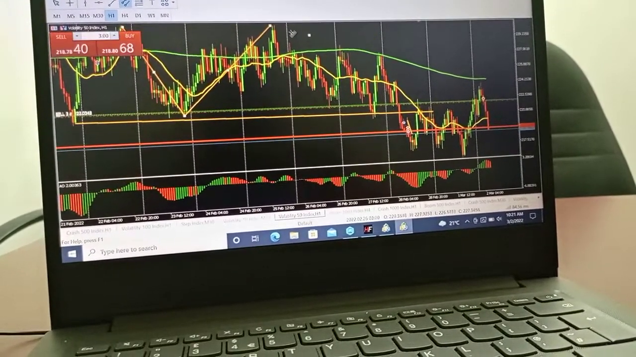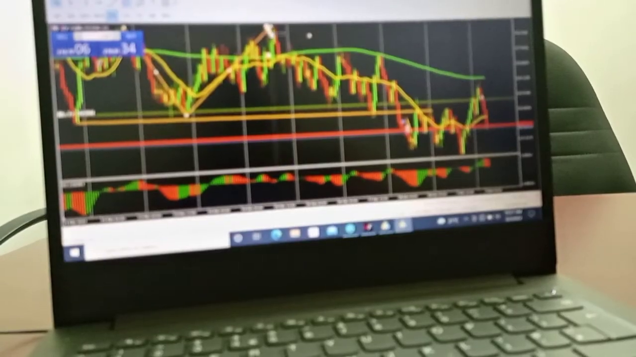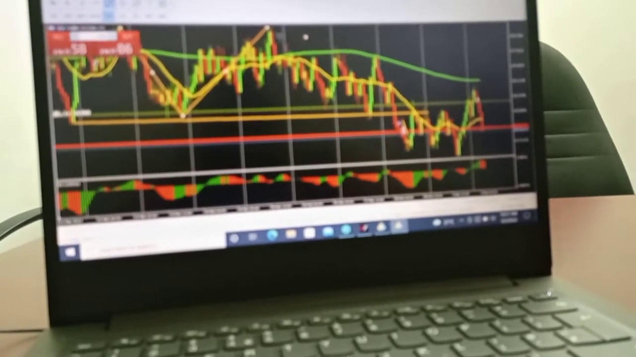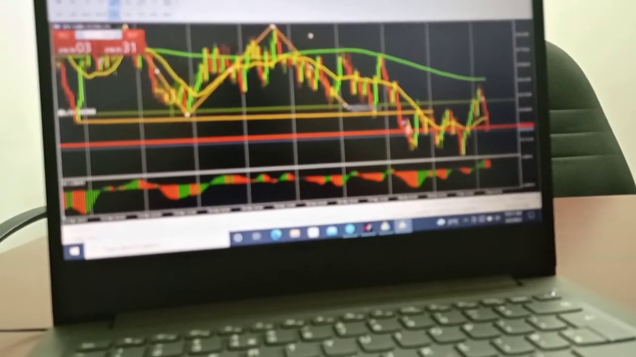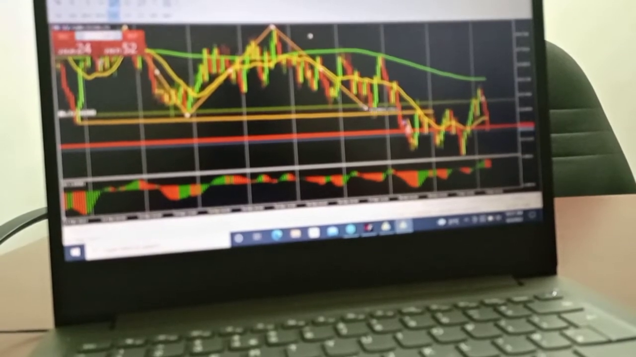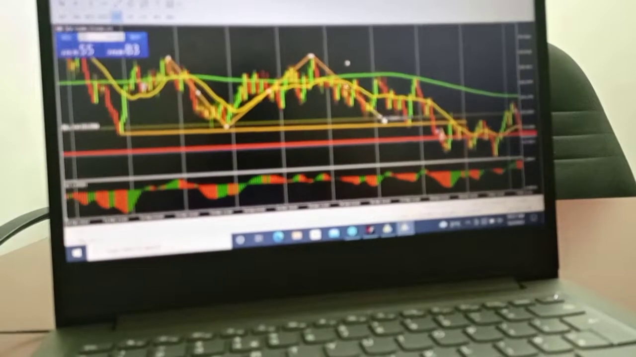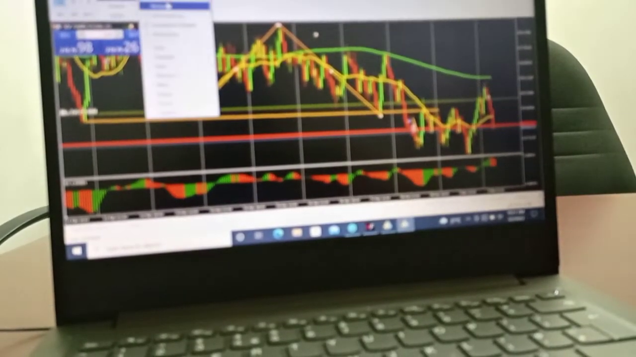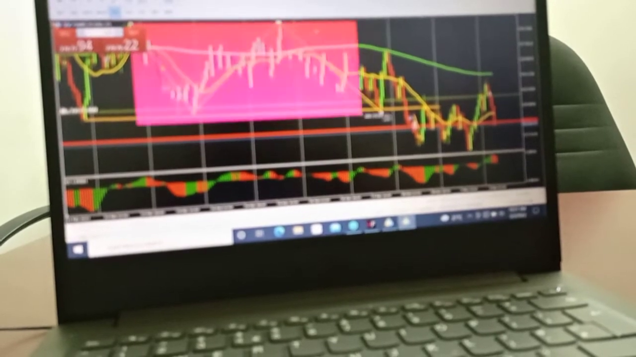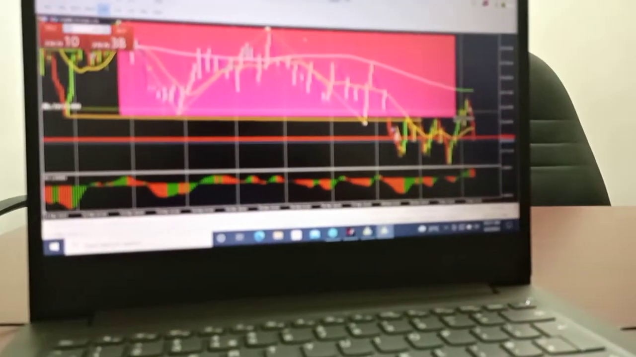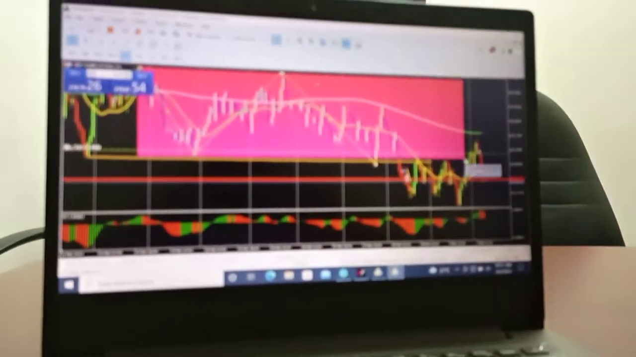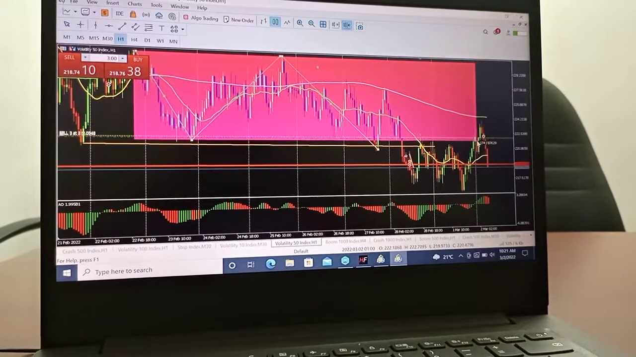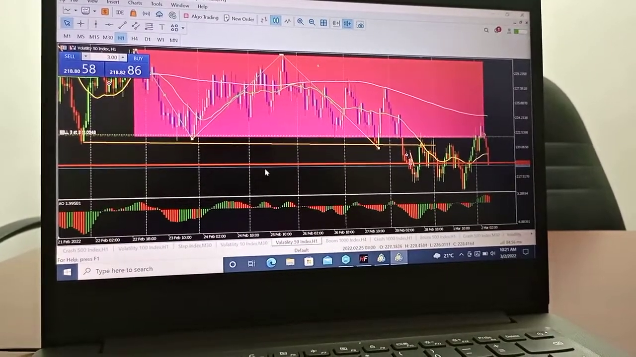With this kind of consolidation here, you can see that for a number of days, excuse me, this market has been consolidating here. In this area, the market has been consolidating.